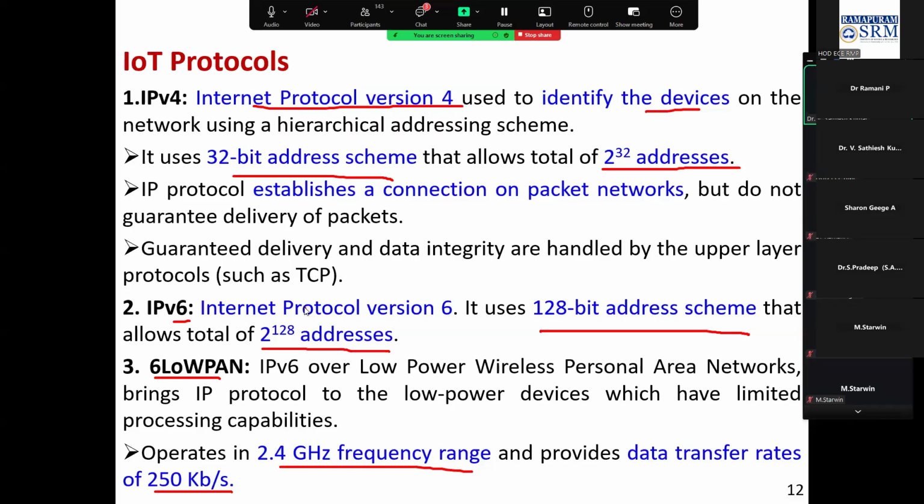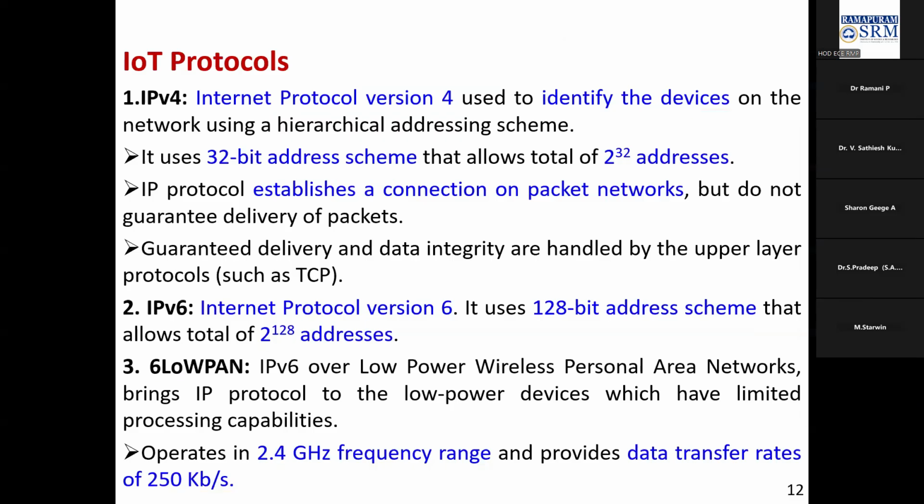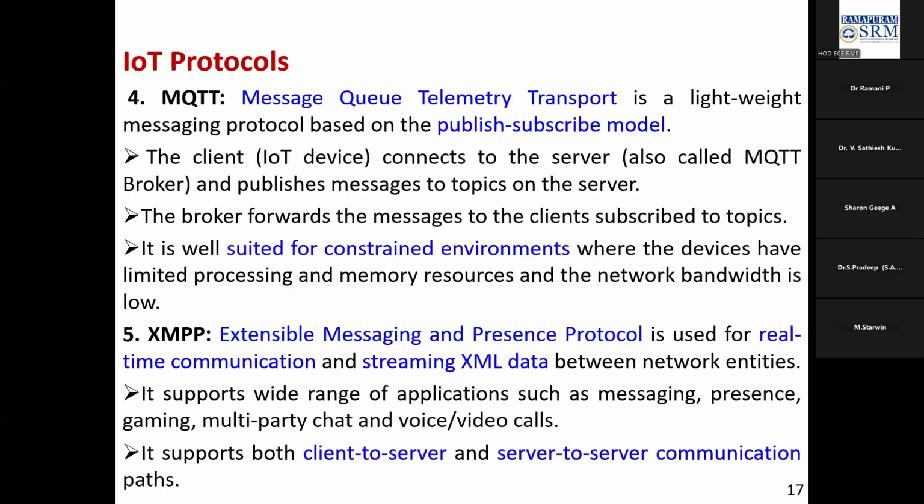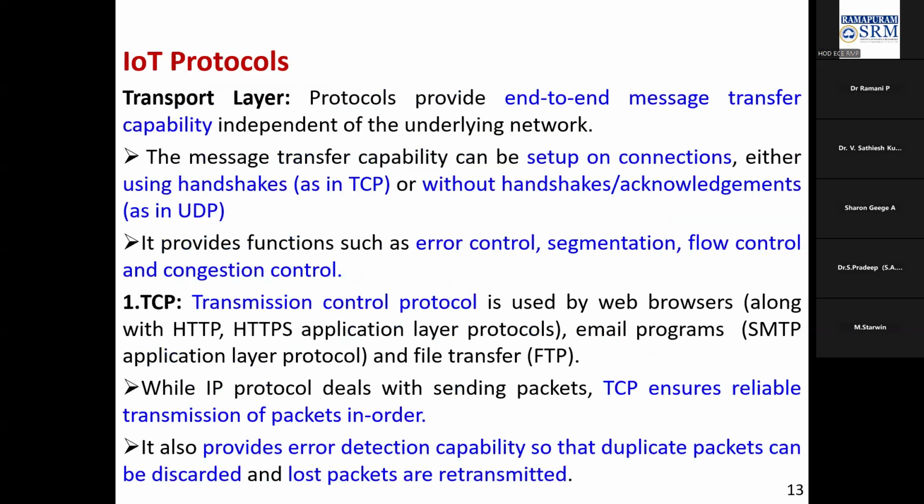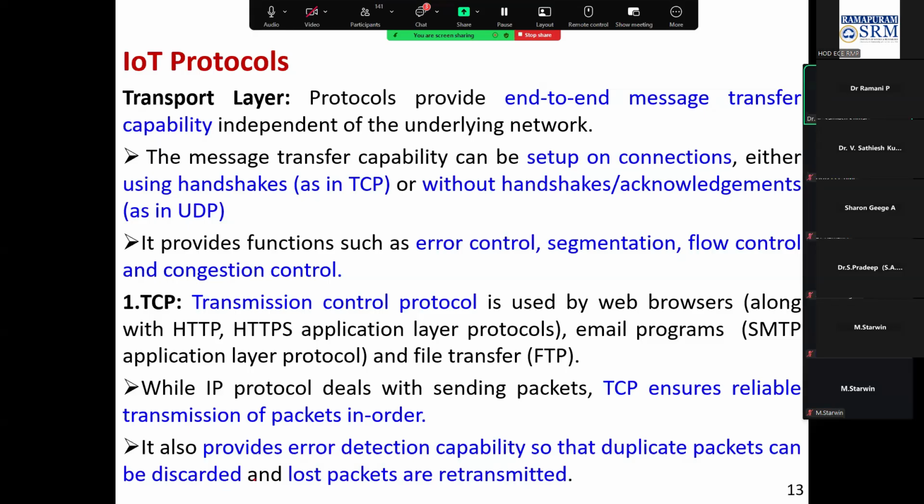Then comes your transport layer. In the transport layer, it is going to ensure proper delivery of your packet. Right? It will ensure whether the packet is being delivered properly to the destination or not. That is done with the help of the transport layer. So it ensures end-to-end message transfer capability.